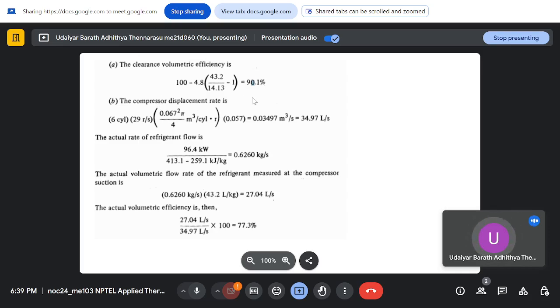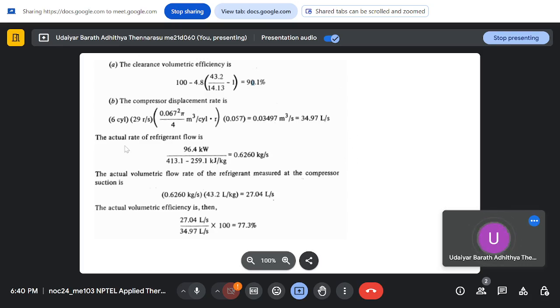So the compressor displacement rate is your 6 cylinders into your rotation, so 29 rotations per second into pi by 4 d square. So bore diameter is given as 67 mm, so 0.067 into your stroke length. So that is swept volume into number of cylinders into rotation. So that gives you 0.03497 meter cube per second or 34.97 liters per second.